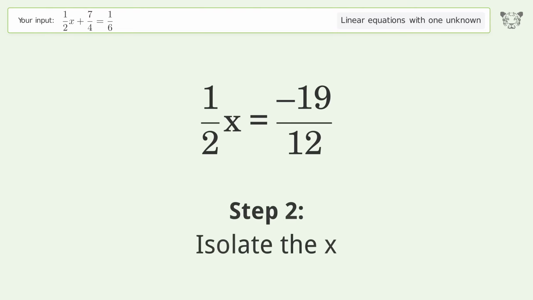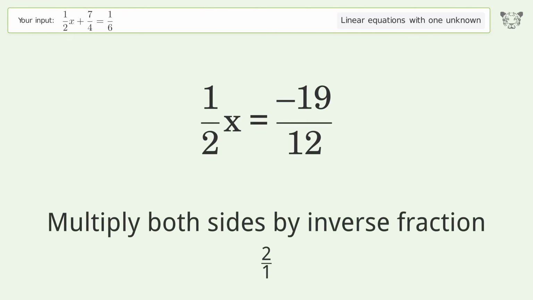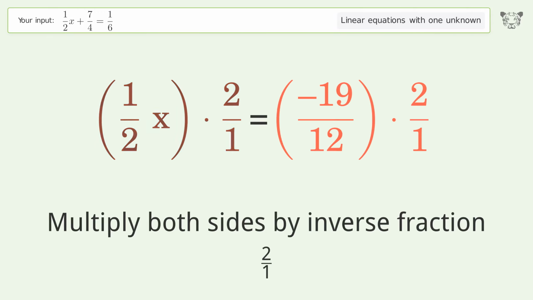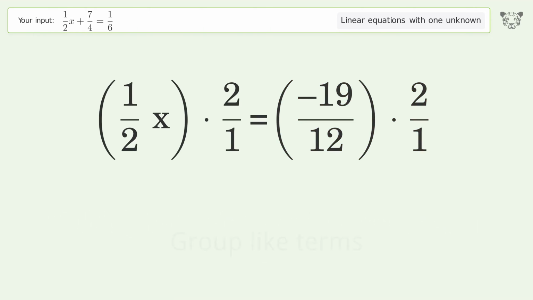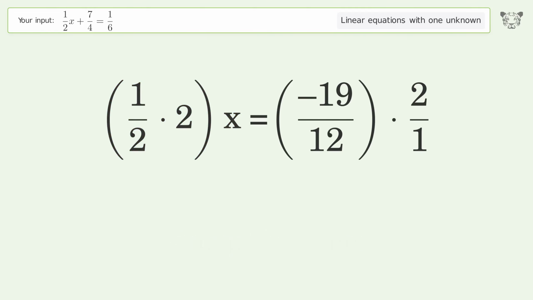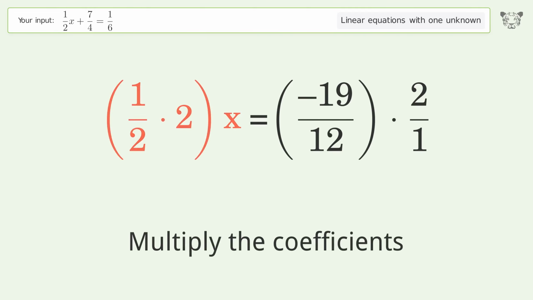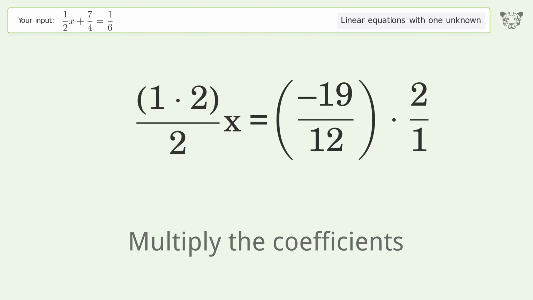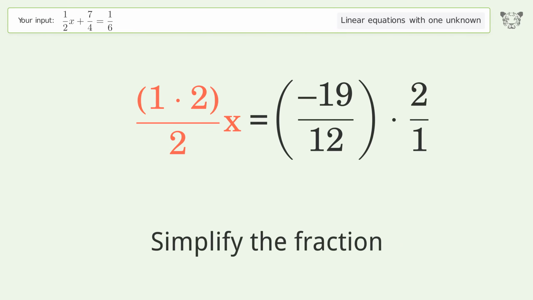Isolate the x. Multiply both sides by inverse fraction 2/1. Group like terms. Multiply the coefficients. Simplify the fraction.